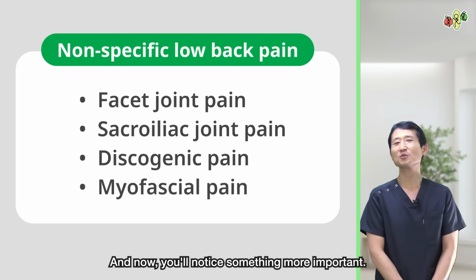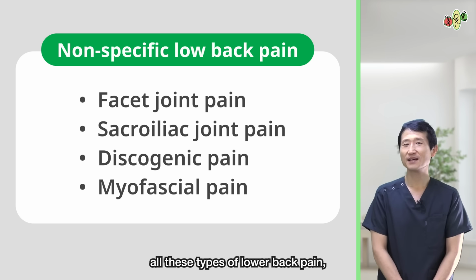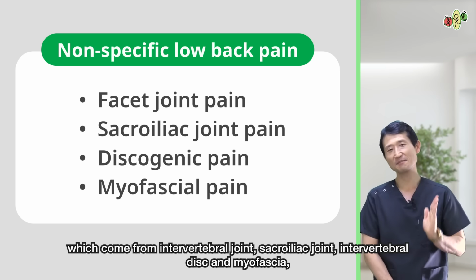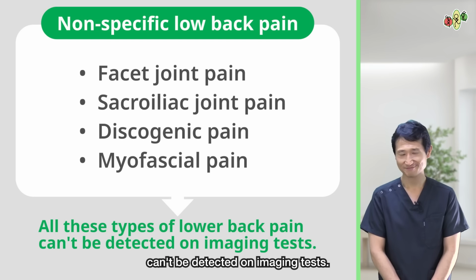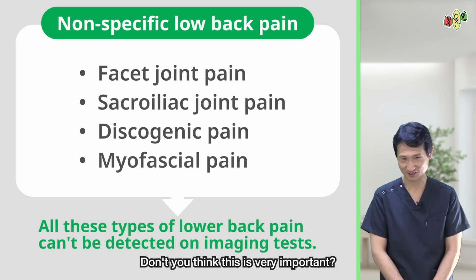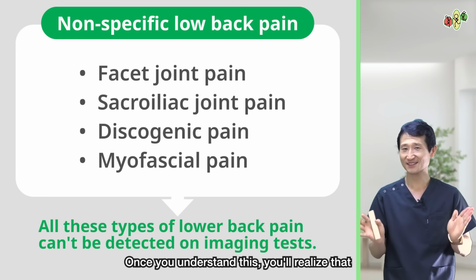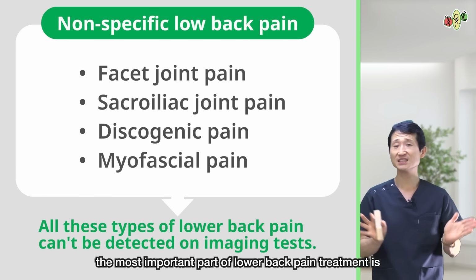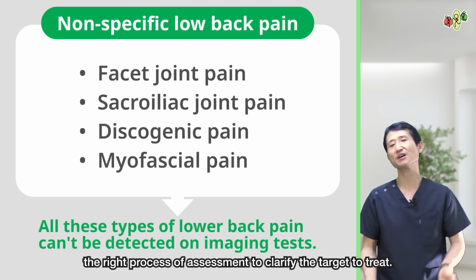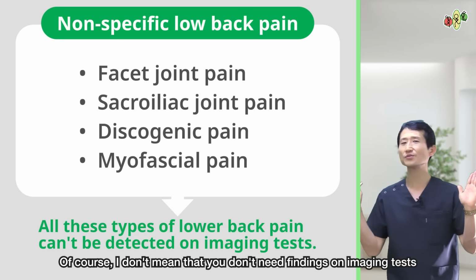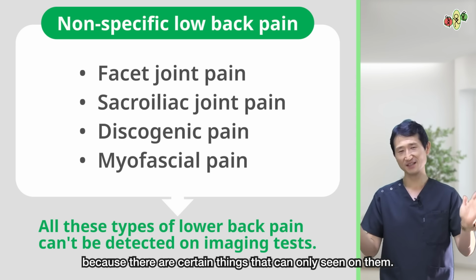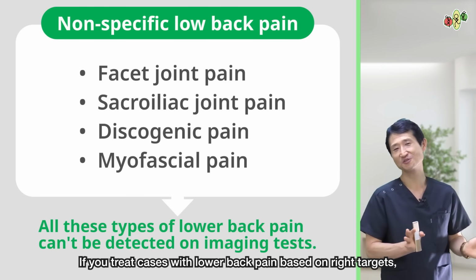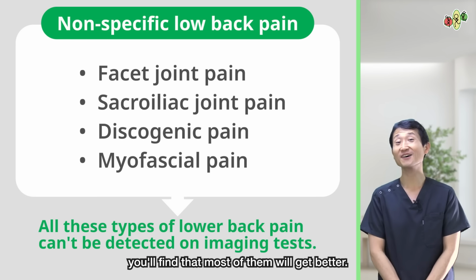This is important. And now, you'll notice something more important. In fact, surprisingly, all these types of lower back pain, which come from intervertebral joint, sacroiliac joint, intervertebral disc, and myofascia, can't be detected on imaging tests. Don't you think this is very important? Once you understand this, you'll realize that the most important part of lower back pain treatment is the right process of assessment to clarify the target to treat. Of course, I don't mean that you don't need findings on imaging tests, because there are certain things that can only be seen on them. If you treat cases with lower back pain based on right targets, you'll find that most of them will get better.